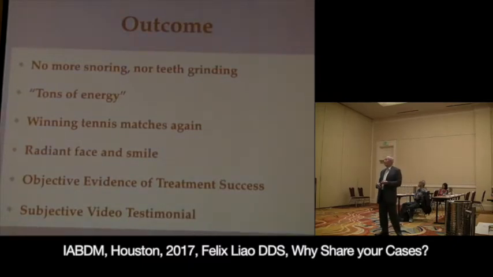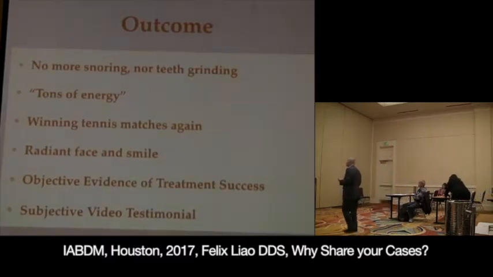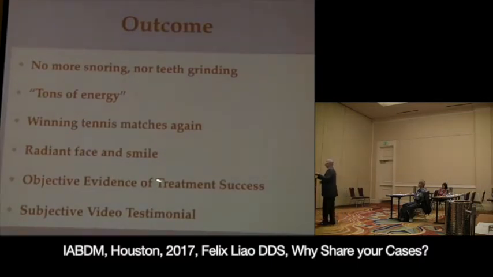Okay? So the outcome in this case: no more snoring, no teeth grinding, tons of energy, and winning matches again, and people will be able to see the radiant facial changes that have come over her. So you want to list some objective evidence of treatment success. You don't want this to be just, okay, I drum my own chest kind of a claim. Subjectively, patient video is always helpful, but objectively, you want to provide some evidence.